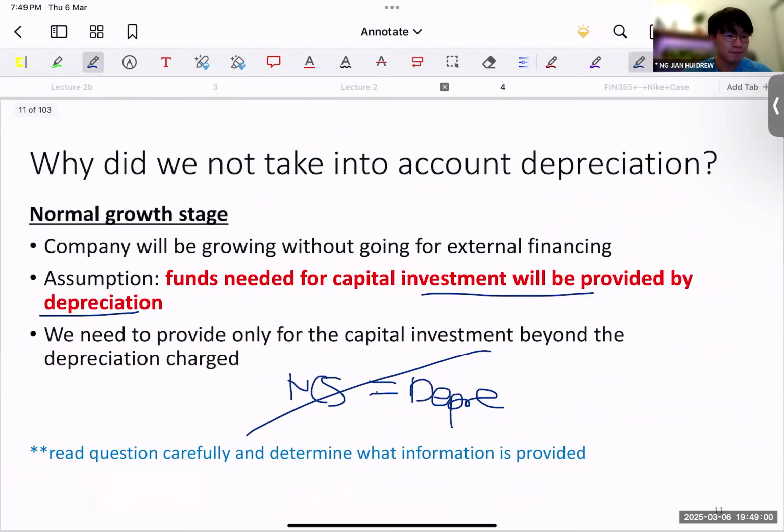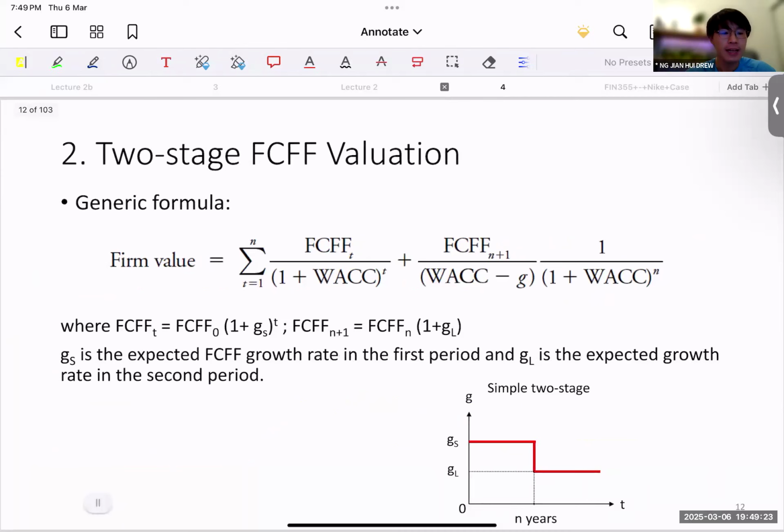So this is a little more for just in case you're practicing the self-review questions: read very carefully what the question is trying to say, and then treat the information accordingly. All right. So those are single stage FCFF.